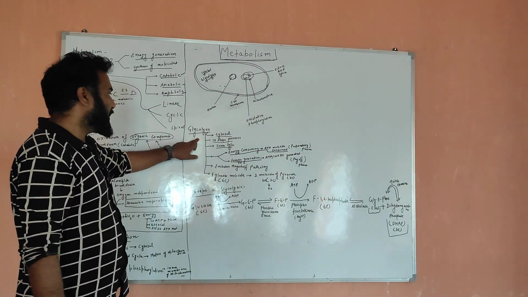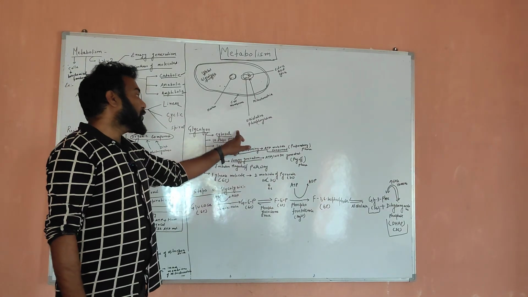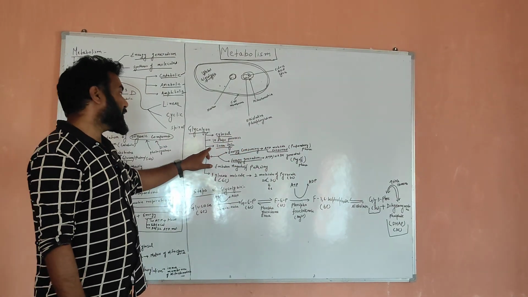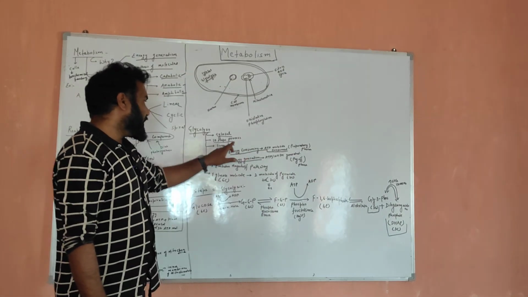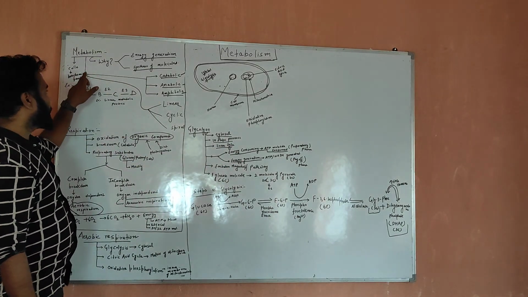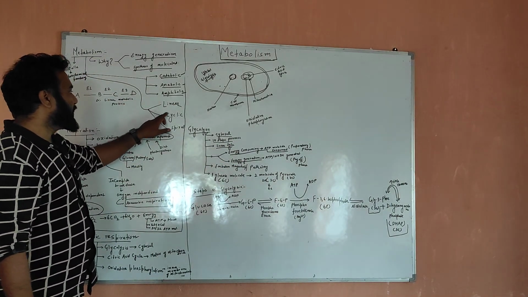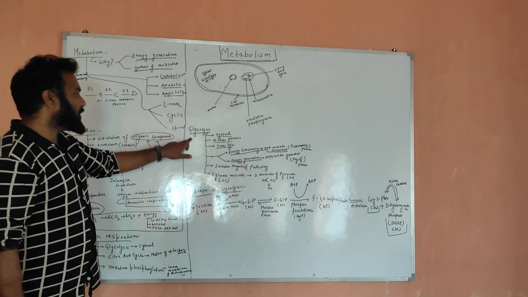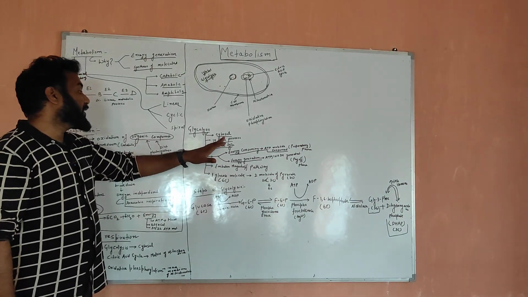Glycolysis, as we have already discussed, occurs in the cytosol, and it is a 10-step process, and it is a linear type process. We have already classified that metabolism is classified into linear, cyclic, and spiral. So glycolysis is a linear type of metabolic reaction.